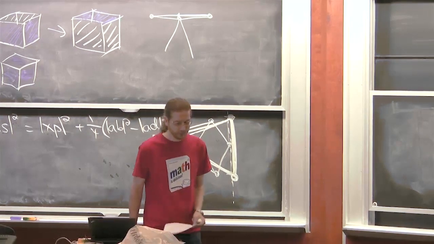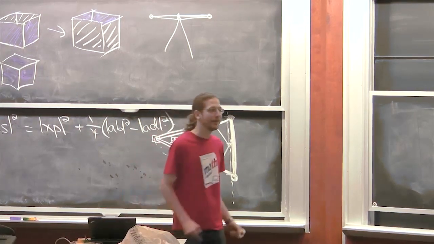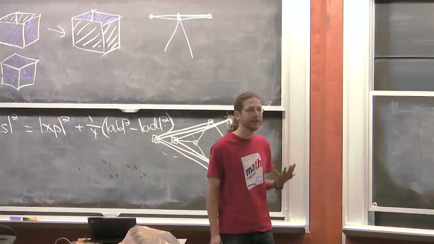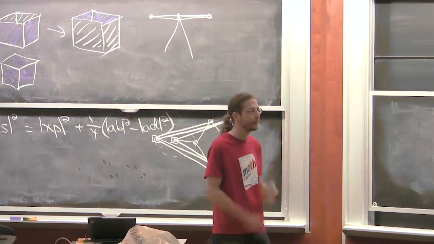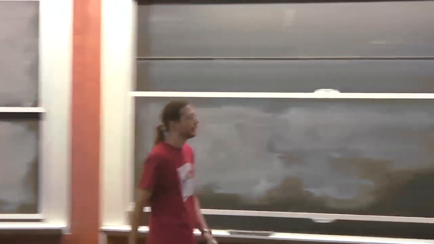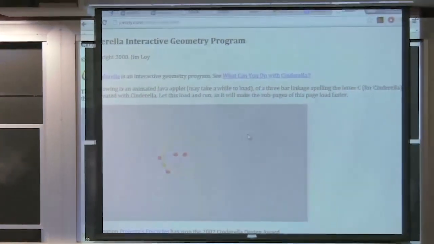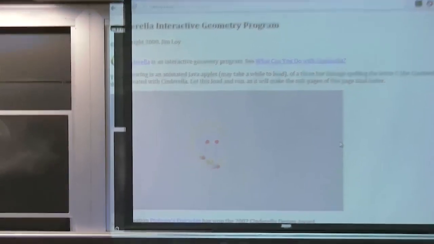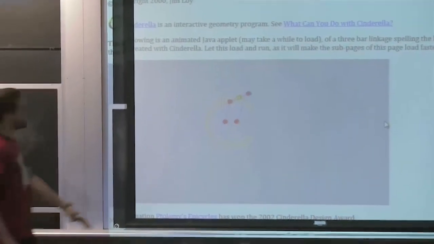Another fun, more design-oriented project would be to design an alphabet and be able to make every letter of the alphabet with some linkage. That doesn't have to follow Kempe, but it would be in the spirit of signing your name. And I have here one example that's on the web. I'll show you the web page of making the letter C. Here's what it looks like in action. So it's just a four-bar linkage, pretty simple.